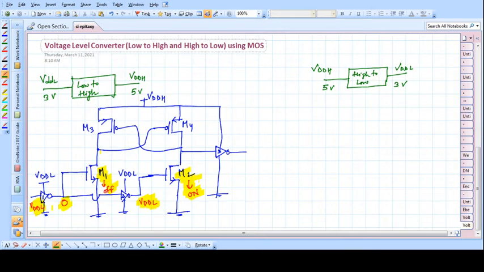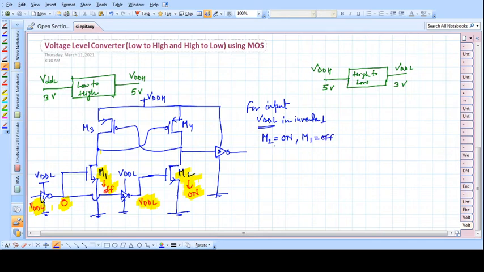I am writing it in full detail. For input VDD-L in inverter 1, M2 becomes on. Is it okay or not? M2 becomes on when the input is VDD-L, and M1 becomes off.